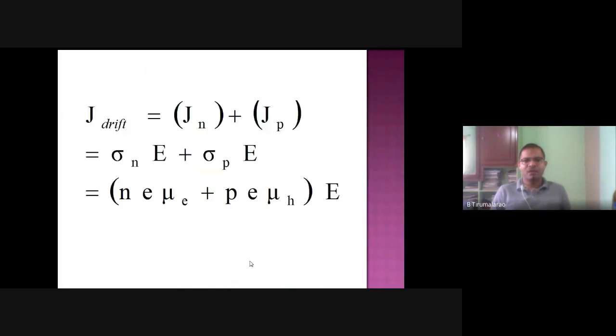That's why the total drift current density is the drift current density due to electrons plus the drift current density due to holes. Applying the formula again, Jn is equal to sigma n into E plus Jp is equal to sigma p into E. You know that sigma n is equal to n e mu e, so taking capital E common, this is the total formula: J drift is equal to n e mu e plus p e mu h, into E. So this is about the drift current.